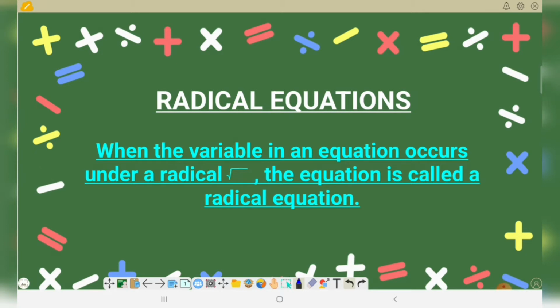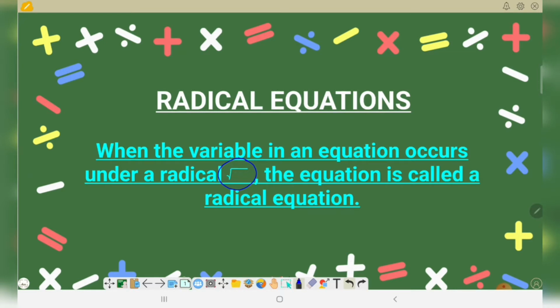In this video I will be solving radical equations. For that we need to know what a radical equation basically is. When the variable in an equation occurs under a radical, the equation is called a radical equation. So if we have any variable x, y, z inside this radical sign, then that equation becomes a radical equation.